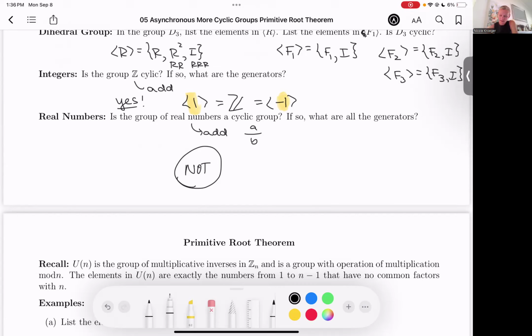Okay. In the next video, we'll do the primitive root theorem, which is going to tell us about a very specific type of group and when it's cyclic.